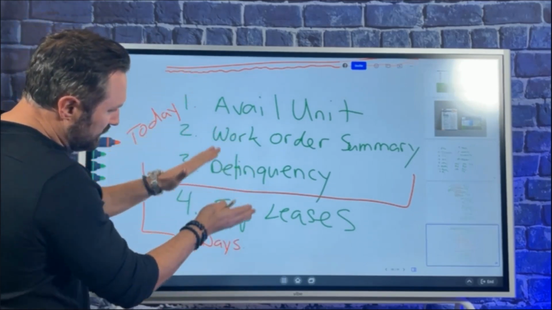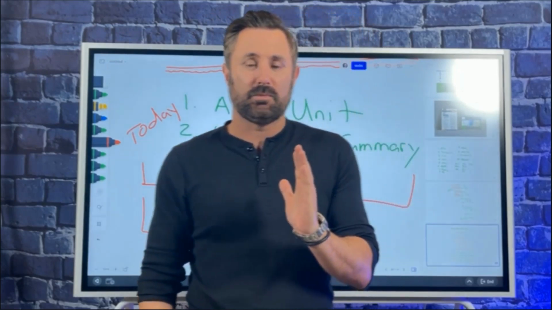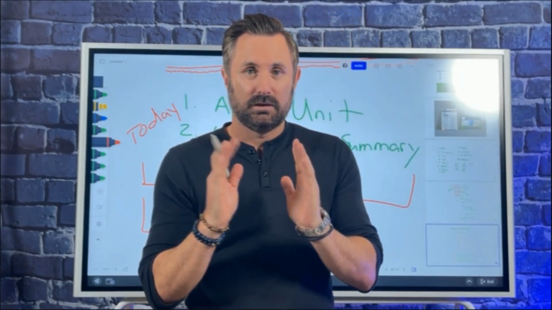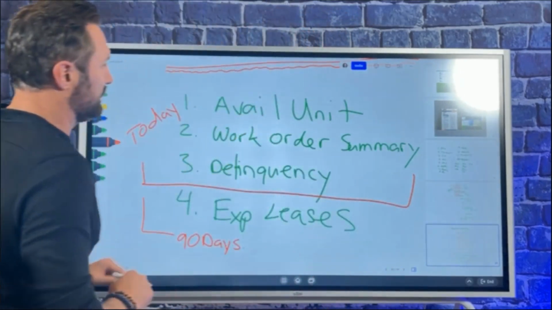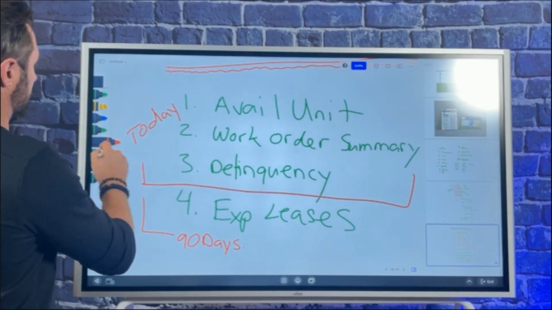So by managing these 4 reports correctly, I can tell you exactly how the property is operating today and exactly how it's going to look 90 days from now. It is not rocket science, and most PM companies don't understand how to manage this correctly.